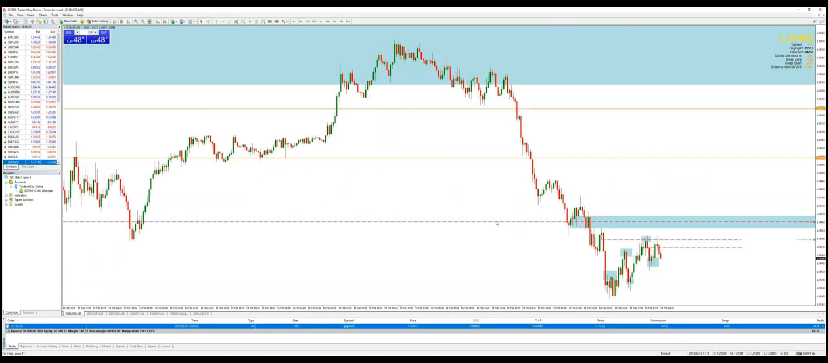Let's get back to Euro USD, see what's going on. So we had a failure. This level, we are close below that, so let's take a position.